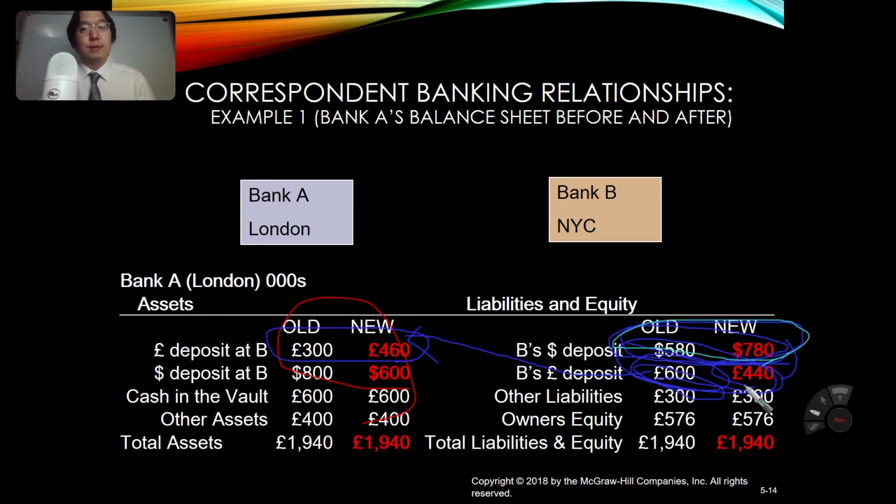So that's what's happening in this correspondent banking relation, for one bank, Bank A. What happens to Bank B? Well, similar things, but in the opposite direction.